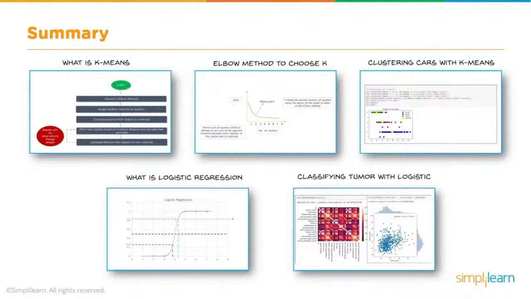We did a nice example of clustering cars with k-means, even though we only looked at the first 2 columns to make it simple and easy to graph. You can easily extrapolate that and look at all the different columns and see how they all fit together. And we looked at what is logistic regression. We discussed the sigmoid function, what is logistic regression, and then we went into an example of classifying tumors with logistics.